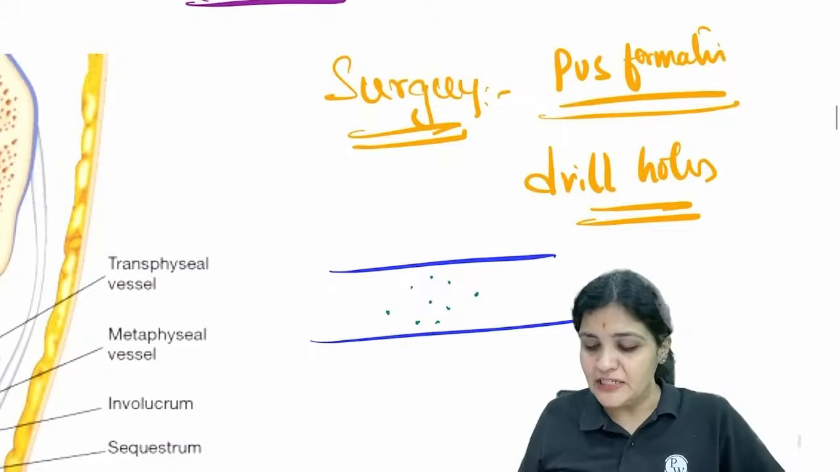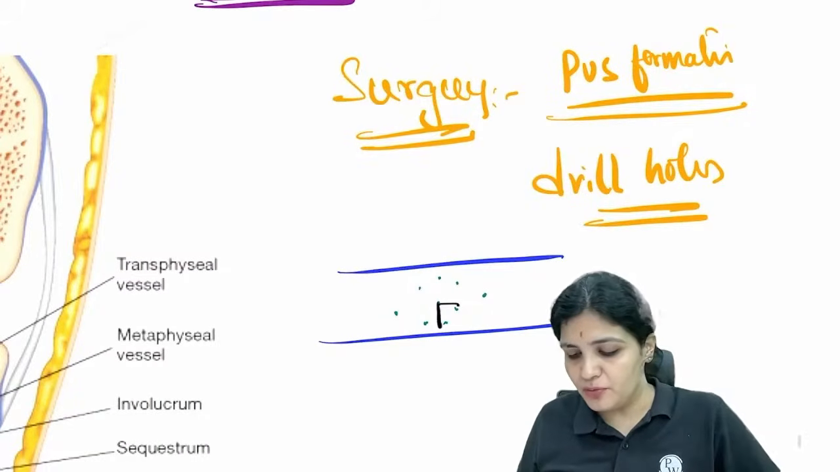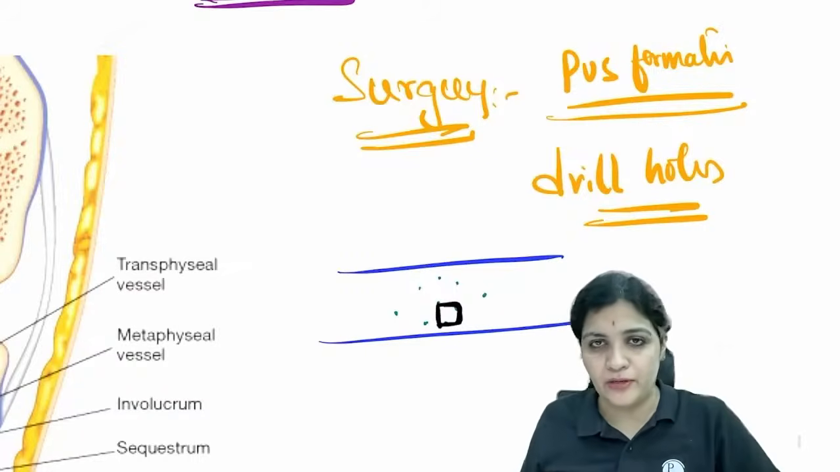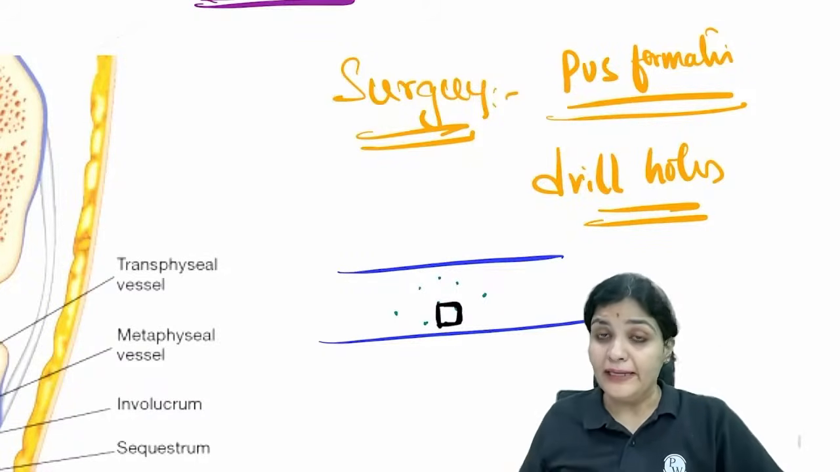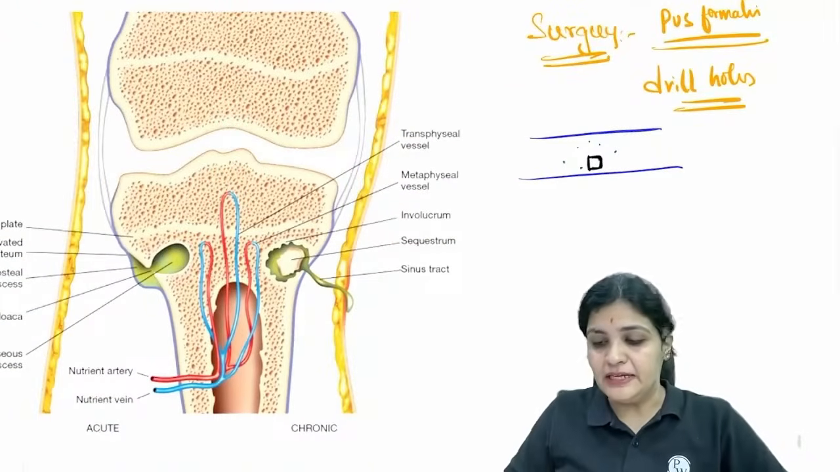If there is a large amount of pus, you're not going to put multiple holes, but what you're going to do is put a small window here. With the help of the osteotome, you create a small window in the cortex, and you open the window and leave it open for the pus to drain, right? So this is the surgical procedure which we do.